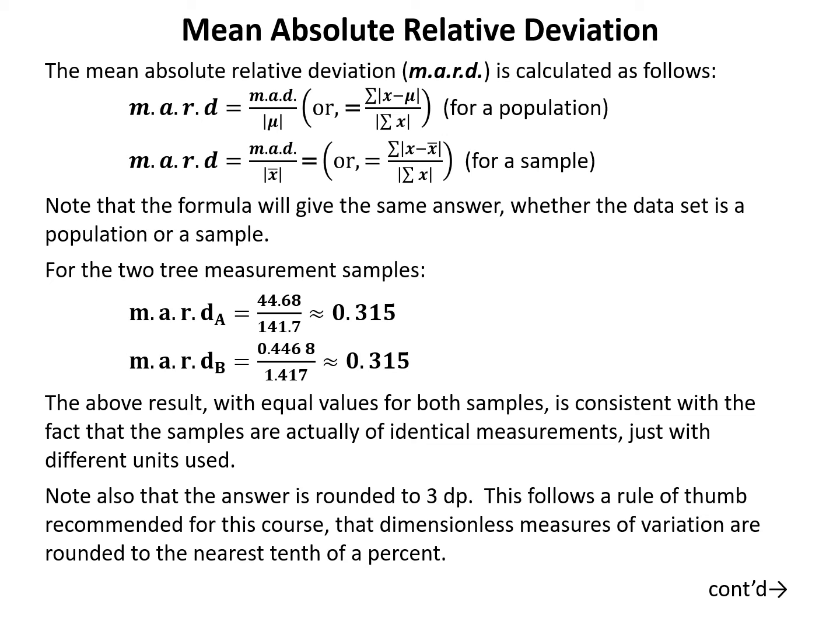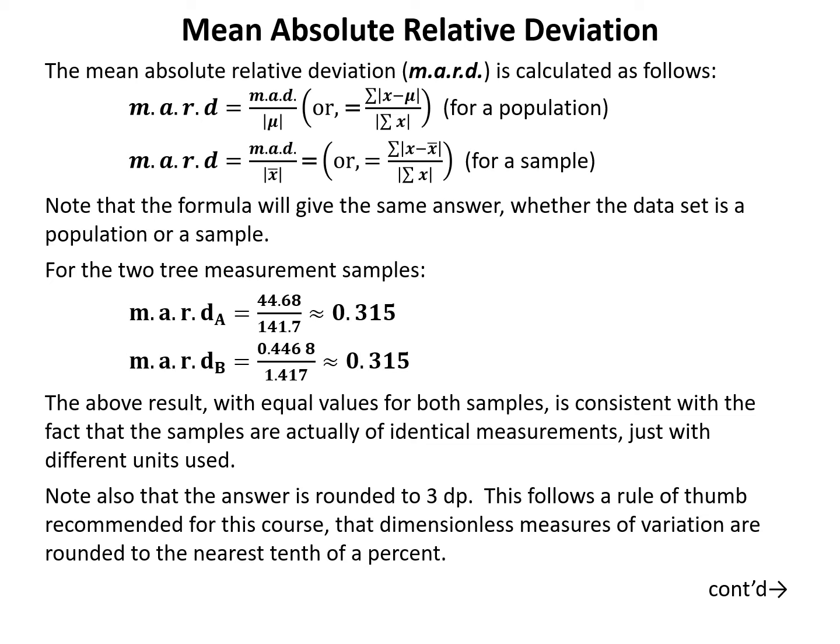So for a population, that would be divided by the absolute value of mu. And for a sample, the MARD equals the mean absolute deviation, or MAD, divided by the absolute value of x bar. Now there's a few issues that we should discuss here. One is, of course, that there is an alternative way in each case of calculating the MARD directly.